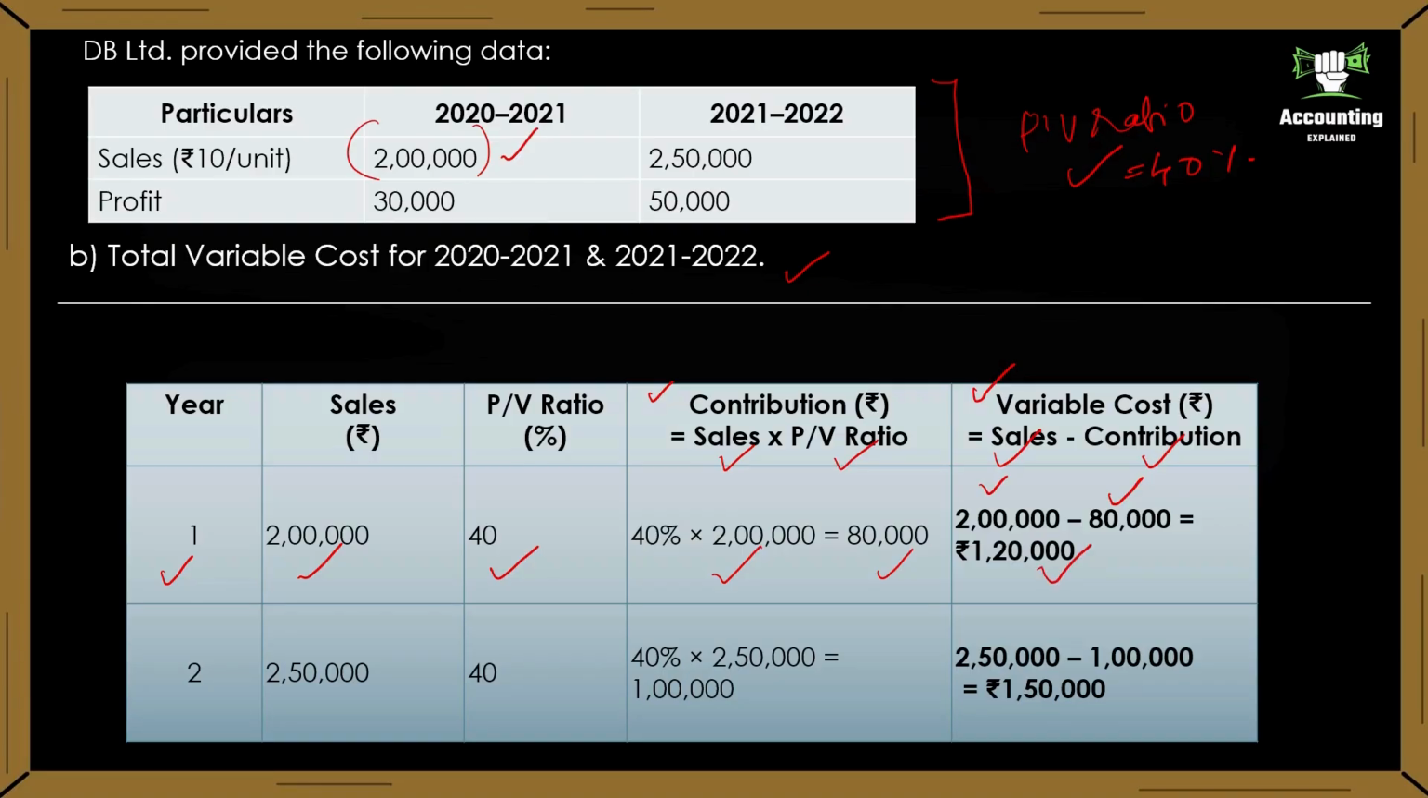For the second year, similarly, your sales is 2 lakh 50,000. P/V ratio is the same 40% for the second year also. So 40% of 2 lakh 50,000 is 1 lakh. That is your contribution. Deduct the contribution of 1 lakh from 2 lakh 50,000, that is the sales for the second year. You get 1 lakh 50,000 as the variable cost for the second year. So the variable cost for the 2 years is 1 lakh 20,000 and 1 lakh 50,000 for the company.